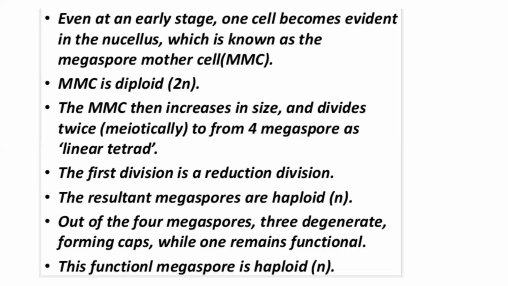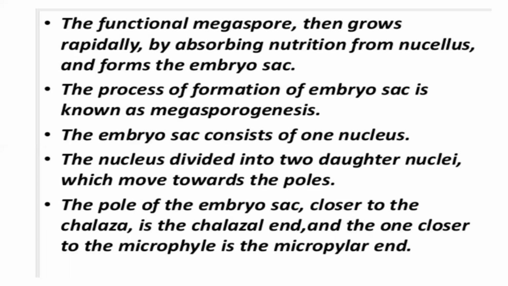Then the MMC increases in size and divides twice to form 4 megaspores as a linear tetrad. Just as per the first diagram, the first division is the reduction division. The resultant megaspores are haploid. Out of the 4 megaspores, 3 degenerate, while one remains functional. This functional megaspore is haploid. The functional megaspore then grows rapidly by absorbing nutrition from the nucellus and forms the embryo sac.